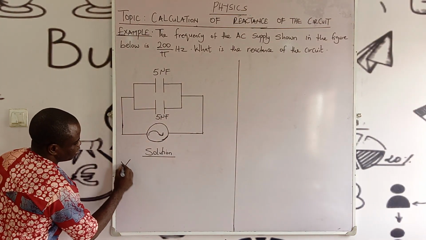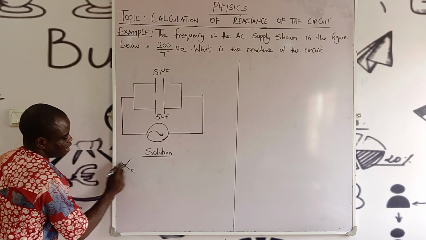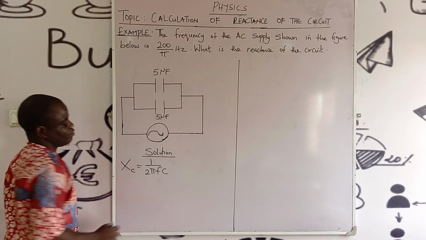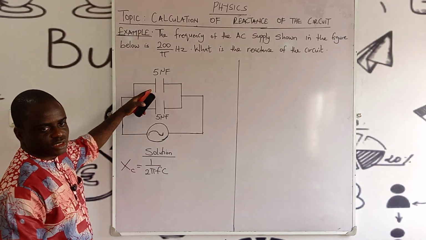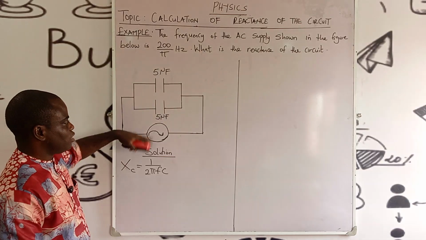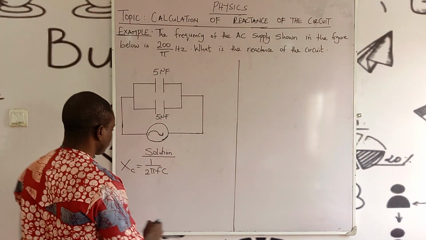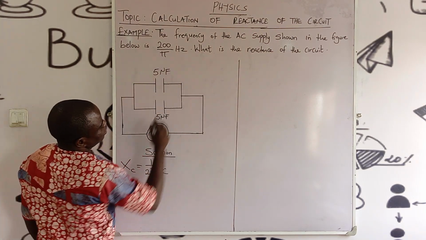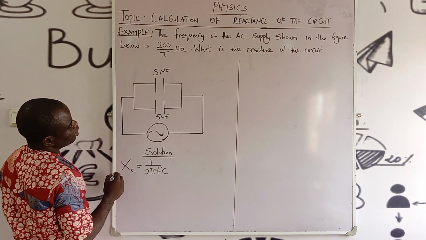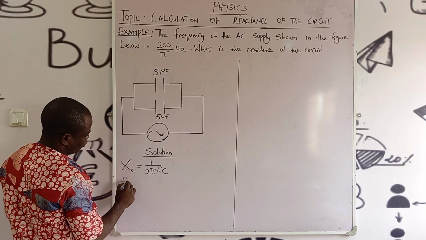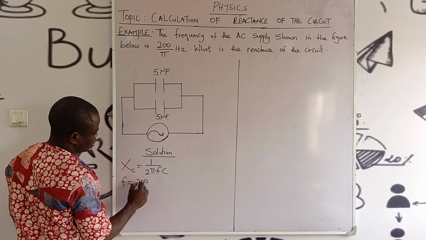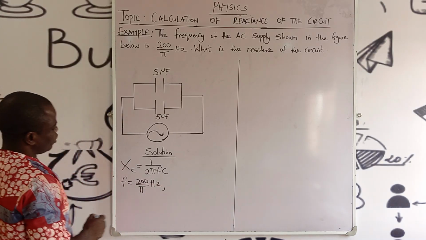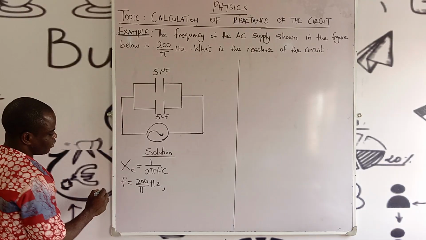That is capacitive reactance, which is 1 over 2 pi Fc, because the circuit is of a capacitor. Now, we are given the frequency. You can see the frequency of the supply shown in the figure below. F equals 200 over pi hertz. That's our frequency. Well, let's see the capacitor.